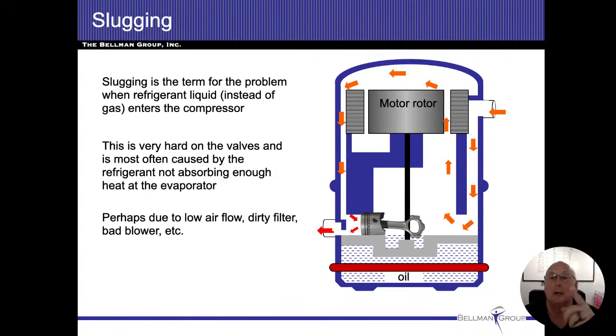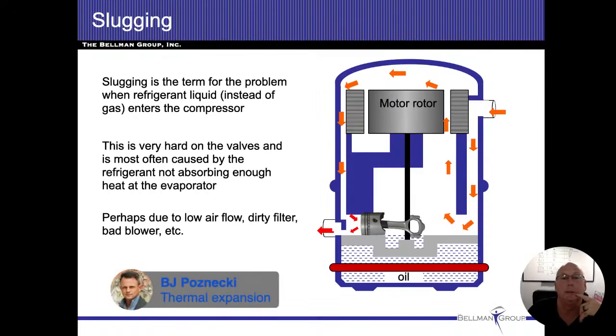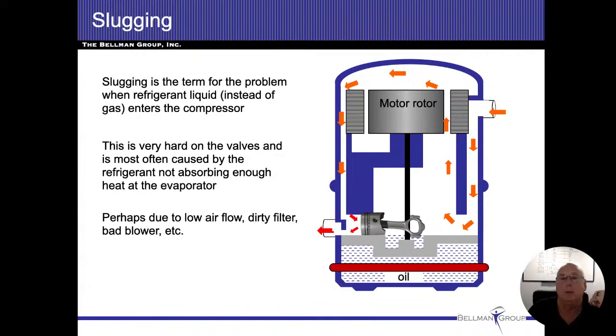We're going to talk about TXV in a little bit. BJ just asked a question, and I'll throw this up on the screen, about thermal expansion. So TXVs, or thermal expansion valves, we'll bring those up and see what they look like in a little bit. All right.